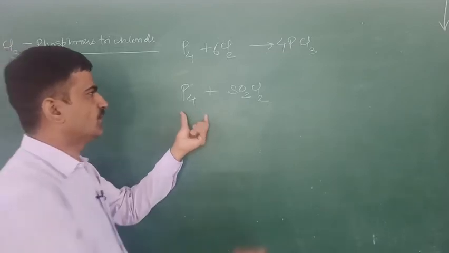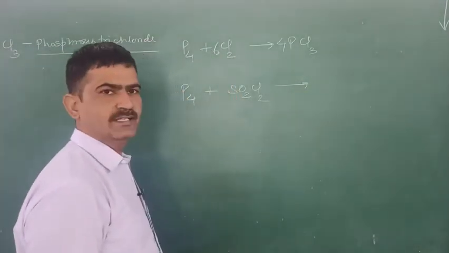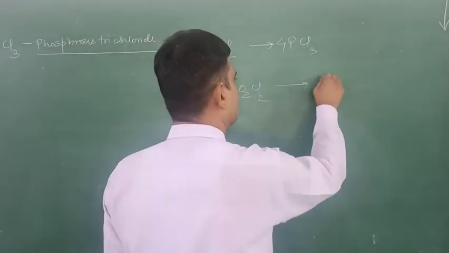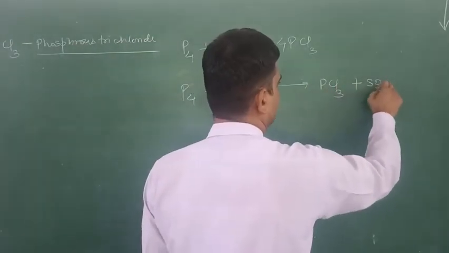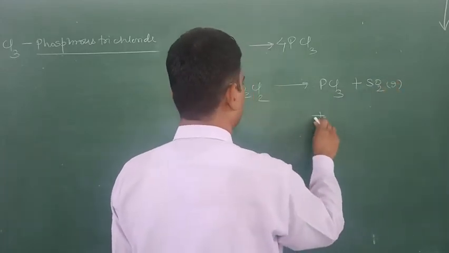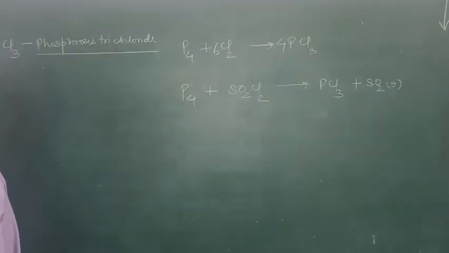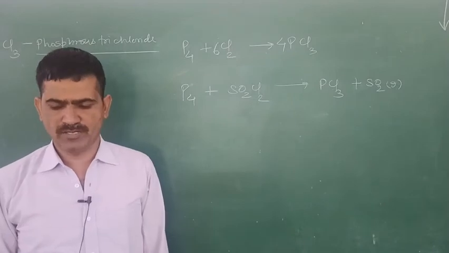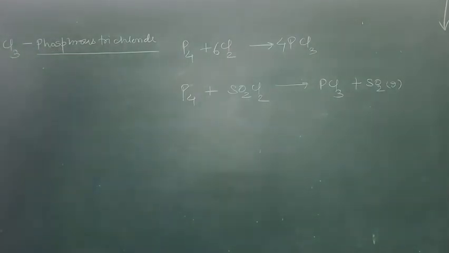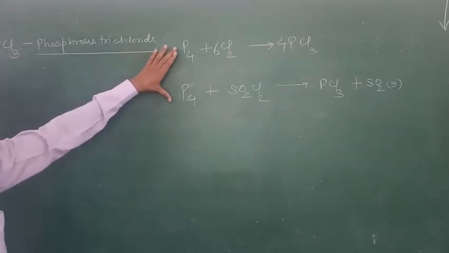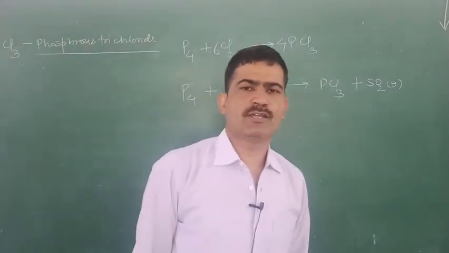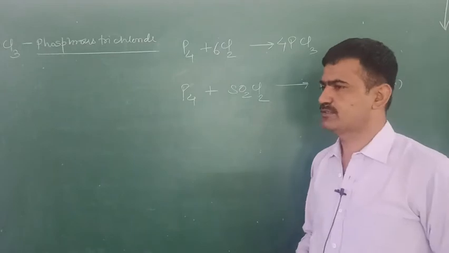It gives the purest form because the side products are gaseous in nature. Now this forms PCl3, and sulfur dioxide gas is formed. Now another method to prepare phosphorus trichloride is by reacting. These are the two methods for the preparation of PCl3, phosphorus trichloride.